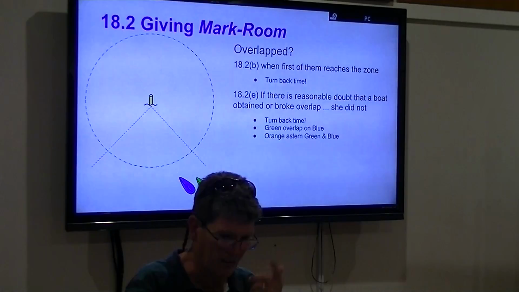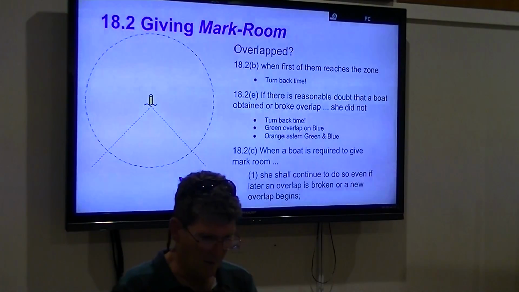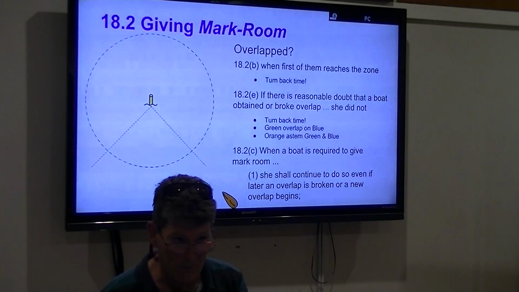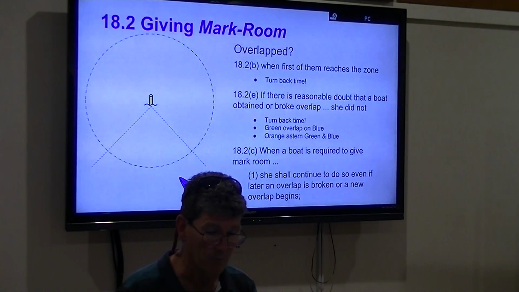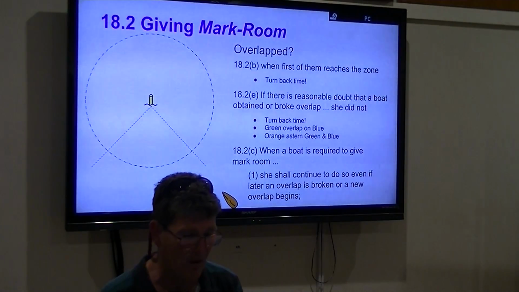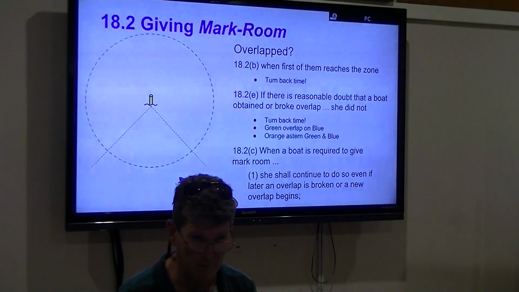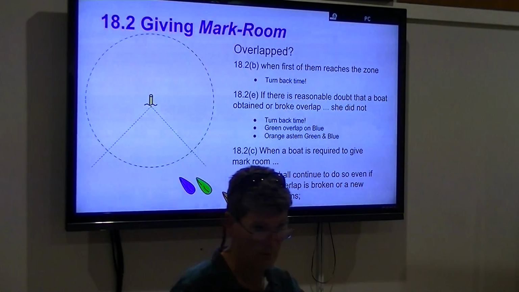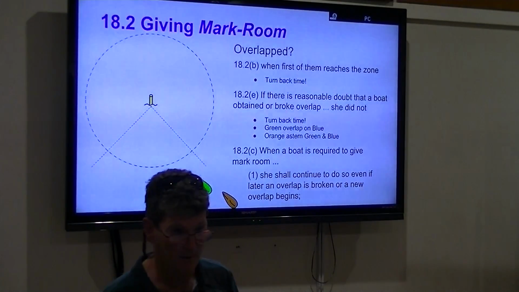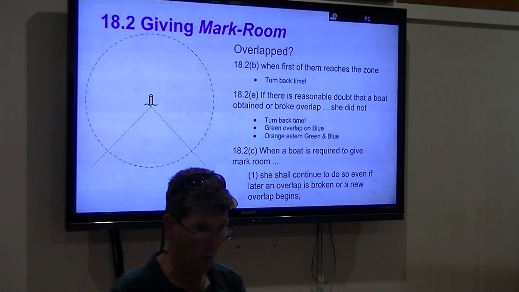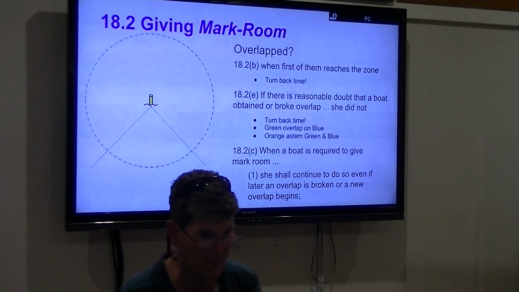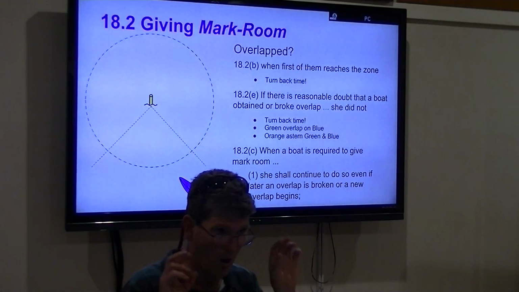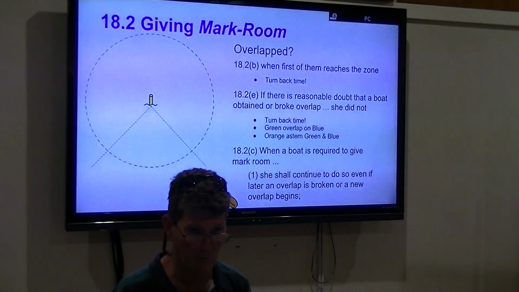Okay. Oh no, it's been renumbered. And so 18.2c, once we've established this overlap requires a boat to give mark room, she shall continue to do so even if that overlap is broken or a new overlap begins. So the overlaps that happen after that time don't matter, or the overlaps that are broken after that time don't matter. Rule 18 depends on the overlap when it was basically the clearest overlaps that existed just before you entered that 3 boat zone. And that concept of overlap persists until you've rounded the mark.